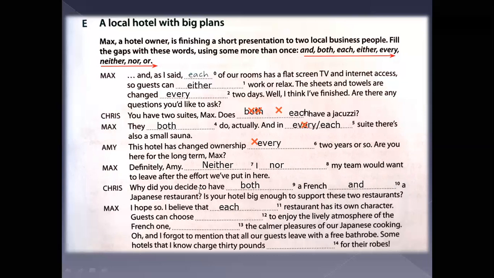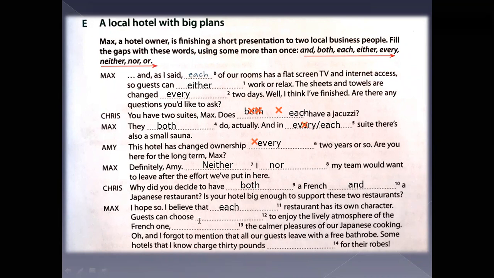Because the previous sentence says that they have a French and Japanese restaurant. The question was, is your hotel big enough to support those restaurants? Yes, I hope so. When you're talking about the French and Japanese restaurant, you're talking about a different character of each restaurant. It doesn't talk generally. It talks about the Japanese and the French. Okay, each. I believe that each restaurant has its own character.